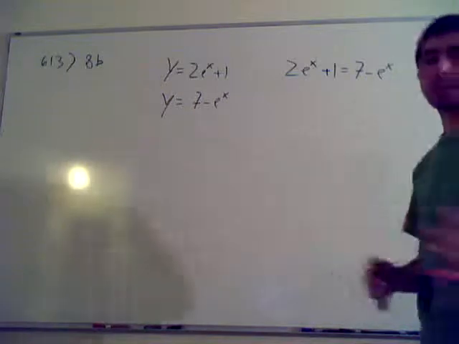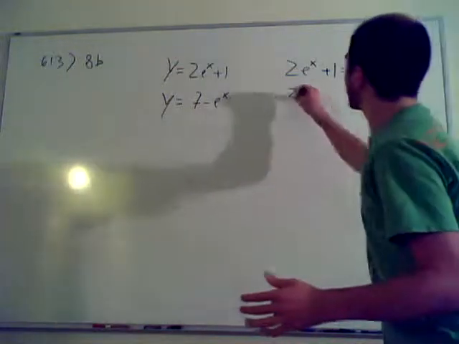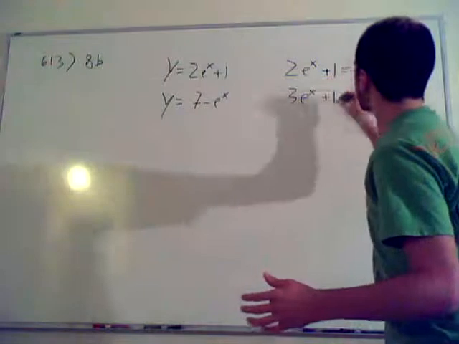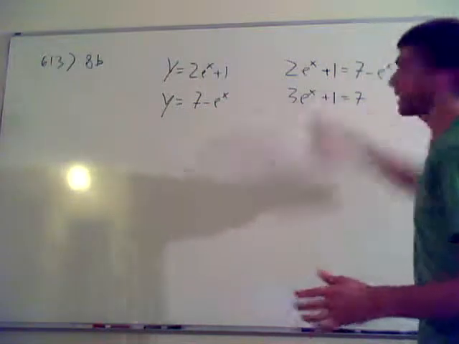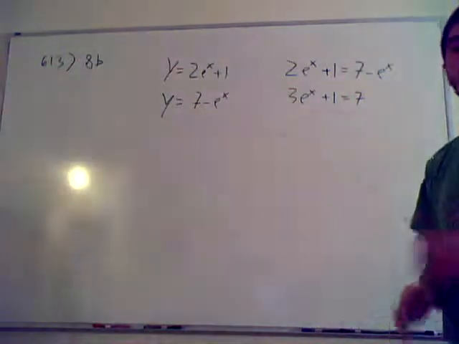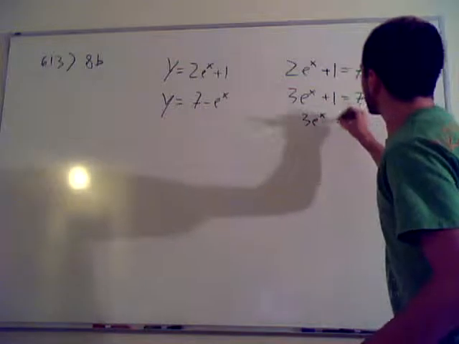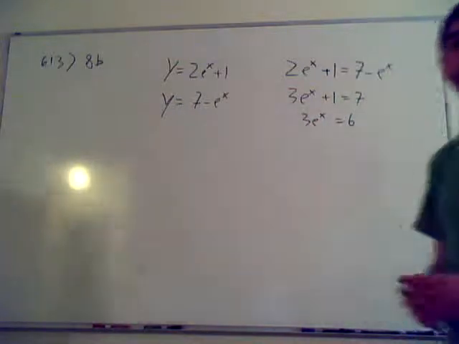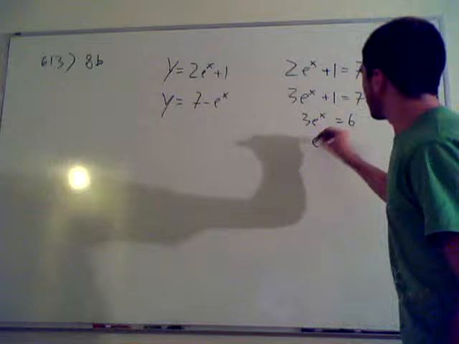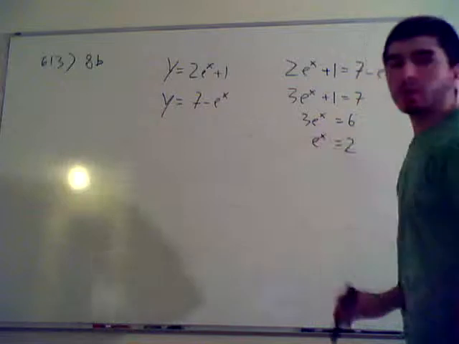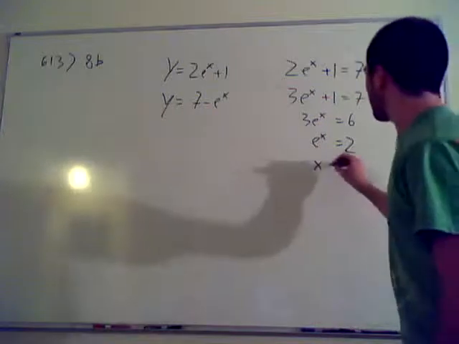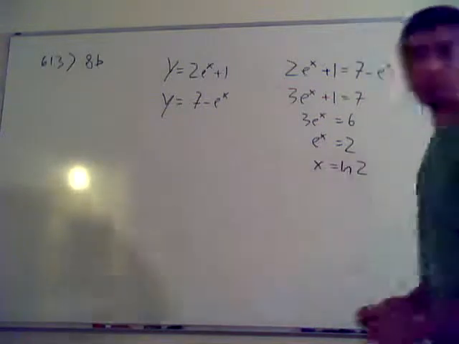So if you add e to the x to both sides, you get 3e to the x plus 1 equals 7, right? This goes away and the 1 is added. Now 1 and 7 obviously go together, so you've got 3e to the x equals 6. I subtracted 1, right? Divide by 3, e to the x equals 2. So that means x equals the natural log of 2.